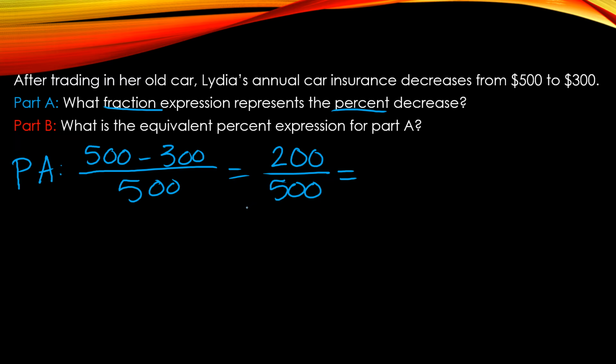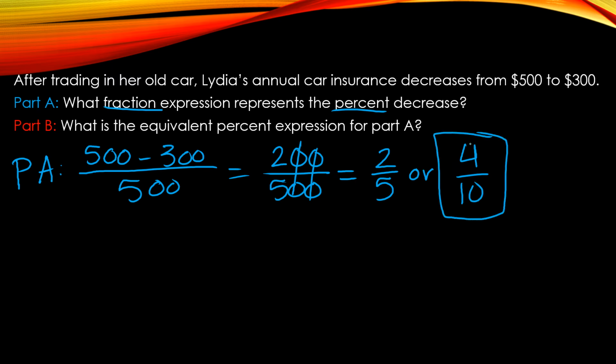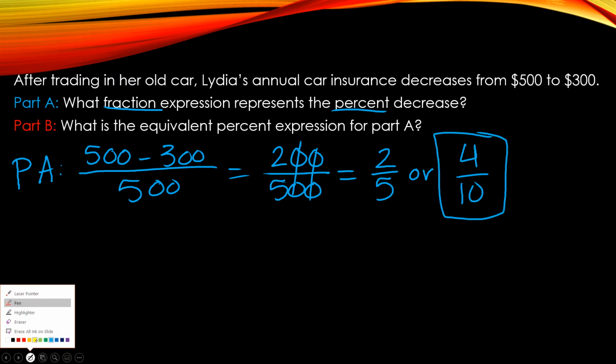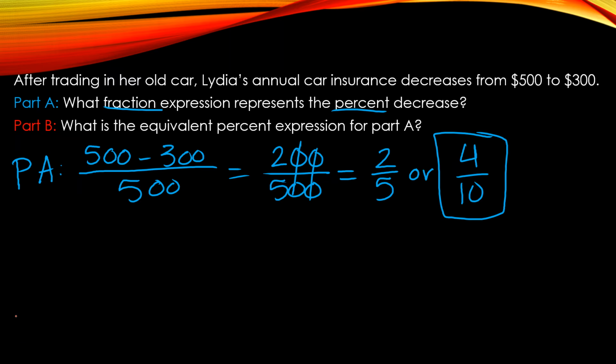Now, these zeros will cancel, which leaves us 2 over 5, or we could have 4 over 10. And the reason why I'm putting 4 over 10 here is because when we're working with percents, usually if you have a denominator that's a 10 or a 100, that's easiest, because percents are easier to find when you have a 10 or 100 in the denominator, because any number over 100 will give you that percent.